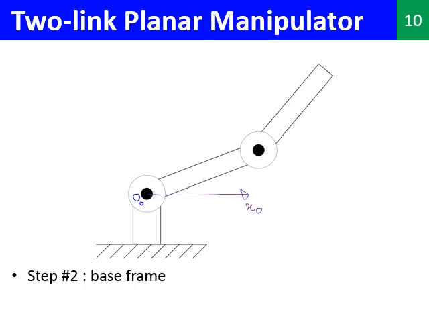Y0 axis should form a right-handed set with X0 and Z0. So we can draw the Y0 axis vertically upward like this. So with that, the base frame, or the zeroth frame, is complete.